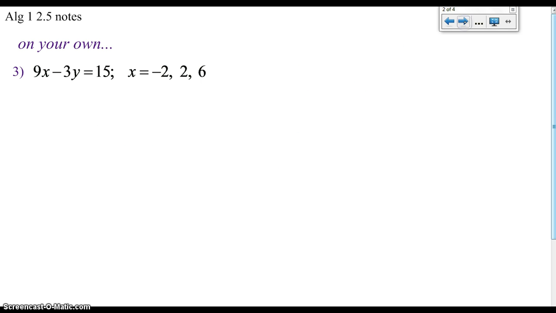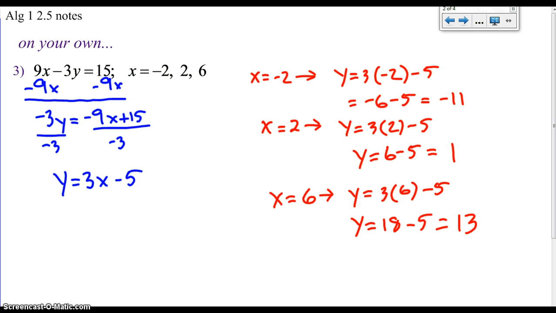Why don't you guys pause this video and work through this next one on your own. Okay, you can see I've worked through this problem now. Take a moment and compare your answers. You can see what I did to solve for y. First subtract 9x, then divide by negative 3, and you get the equation of y equals 3x minus 5. And then I showed you in red what I did to evaluate at negative 2, 2, and 6.